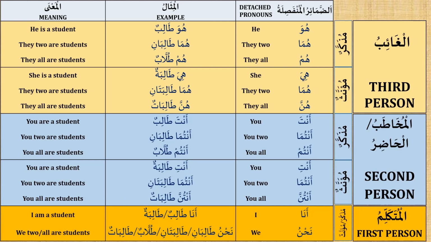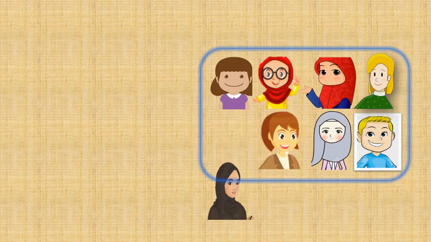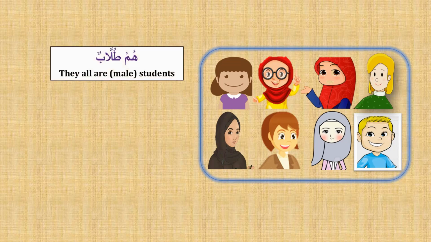Before I conclude the lesson, I would like to mention a very important point with regards to the pronouns. Let's imagine we have a male student in the class and the rest of the students are female. Doesn't matter how many students are there, but the rest is female and we have one male student. And you want to say in Arabic, they are students. In English, there is only one word means they for male and female. In Arabic, there are two words mean they, one for male and one for female. So which one must be used for this class, male or female?